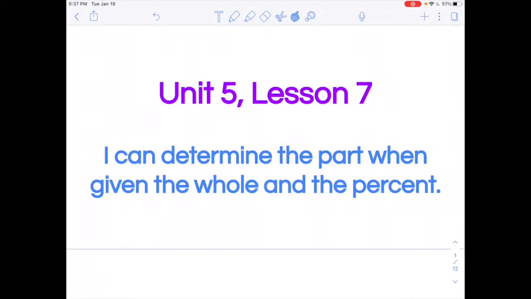We are on to lesson 7 of unit 5. Our I can statement today is I can determine the part when given the whole and the percent. So today we're going to be figuring out what the part is.